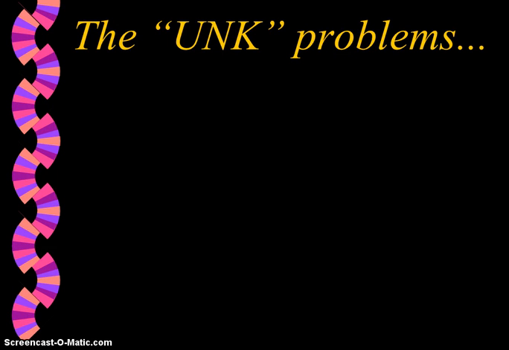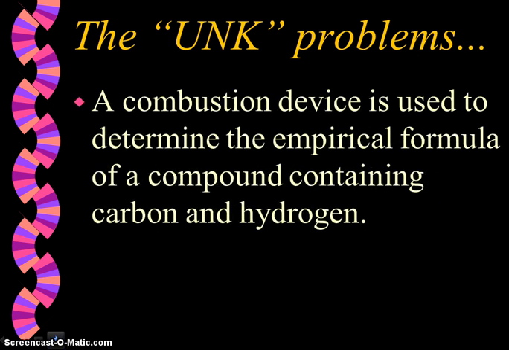How can we experimentally determine what the empirical formula for a compound is? Well, these problems are going to be referred to as UNC problems, and that's just shorthand for unknown. So UNC problems are ones in which we have some kind of a combustion device that's used to determine what the empirical formula of the compound is. And the compounds are going to contain carbon and hydrogen. They also might contain other types of elements as well.